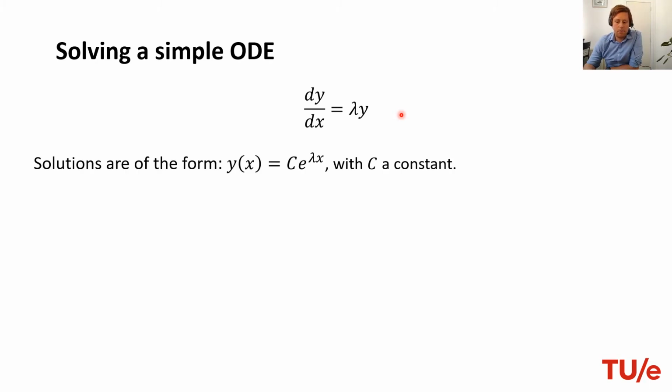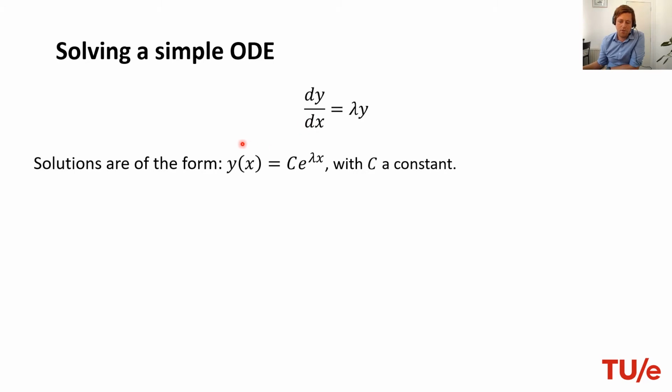Now you can try to solve this by separating the variables, or you can use various other techniques, but it's quite straightforward to see that solutions to this equation will be of the form y of x is a constant times an exponential function. So this exponential function has e to the power lambda x. And indeed, if you differentiate this with respect to x, you will see that out comes lambda times c times this exponential. So this ordinary differential equation holds.